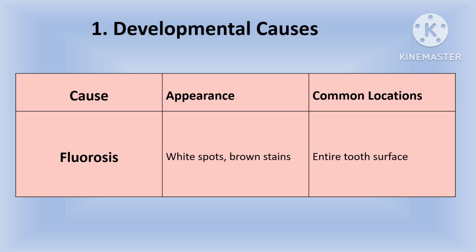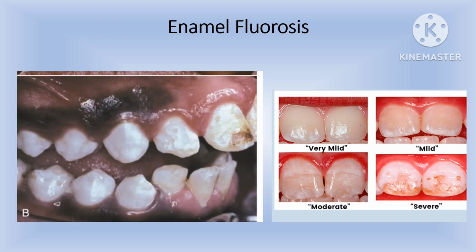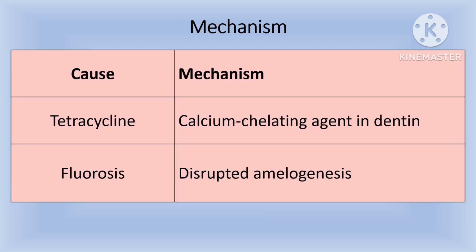Fluorosis is a condition which is due to an excess amount of fluoride taken during enamel formation. It appears as white spots, brown stains or pitting depending on the severity of the fluorosis. The mechanism of action of tetracyclines is that they chelate with the calcium in the dentine, and fluorides disrupt the amelogenesis process, thus leading to internal staining of the teeth.